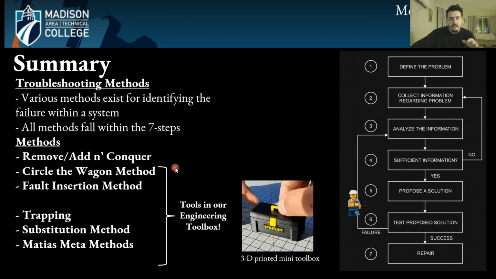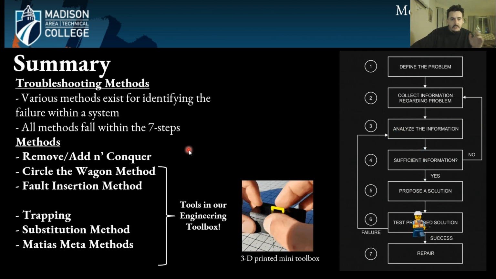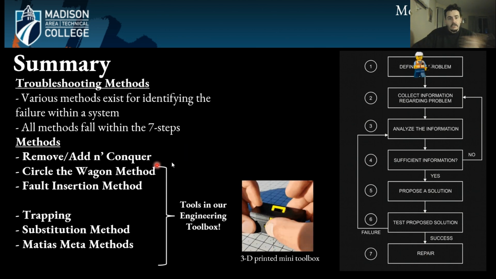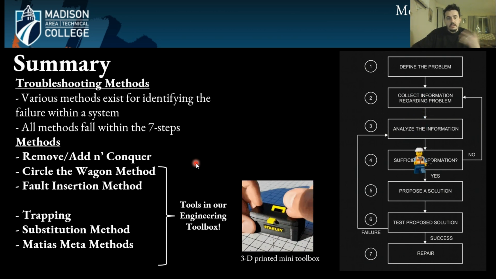And all of these methods fall within this 7-step structure still. So the methods that we looked at today were remove or divide and conquer, add and conquer, the circle the wagons method, fault insertion, trapping, substitution, and then we also looked at Mattia's meta methods, as I like to call them.